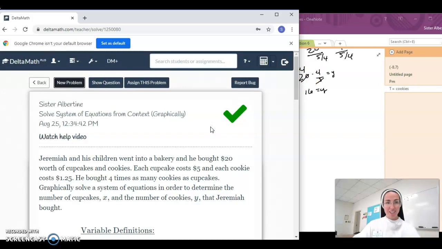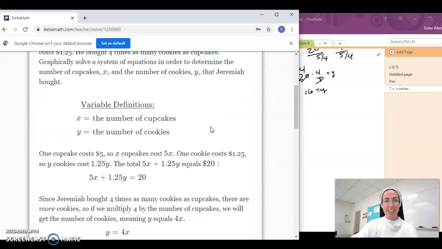Okay, good luck. Just remember, put it in a form that you know how to graph it, find the intersection, and that is your answer.